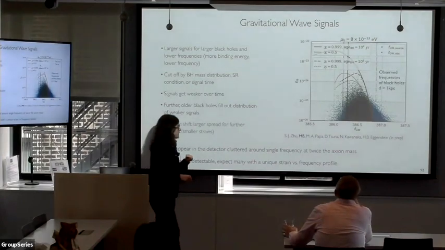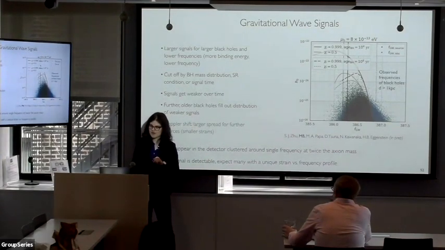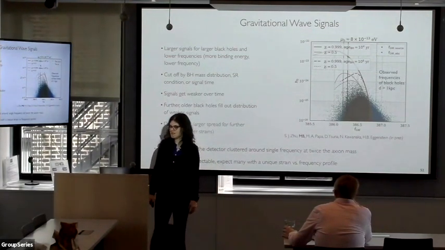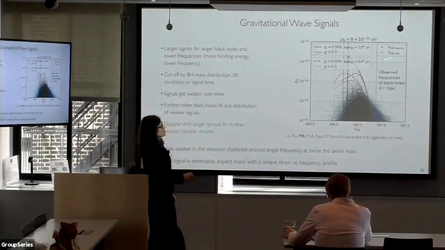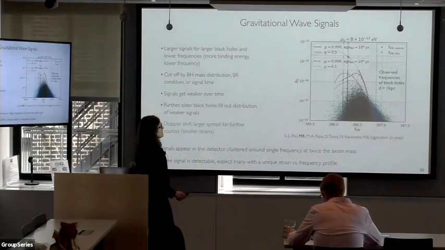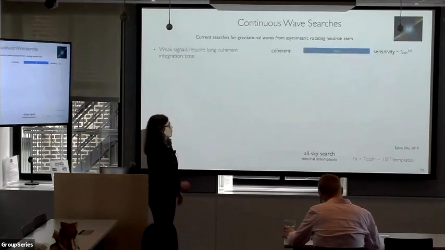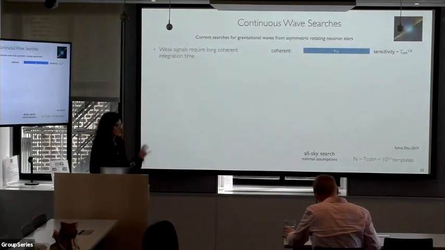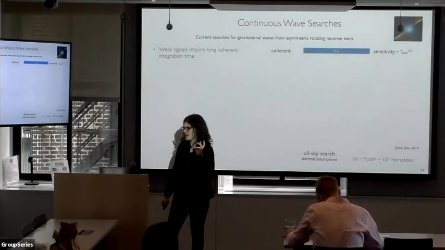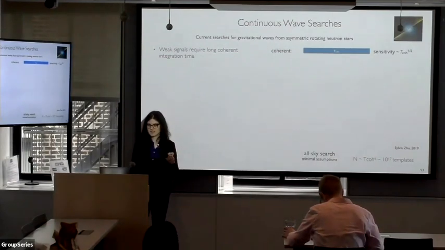So if you're familiar with LIGO observations, you might remember that the merger events have a strain of about 10 to the minus 22 or 10 to the minus 21, which is all the way up here. So how do we hope to look for these signals? Well, luckily for us, these are already the kinds of signals that are actively being searched for in the LIGO data. They're called continuous wave searches.